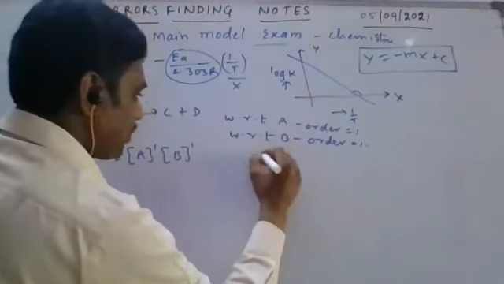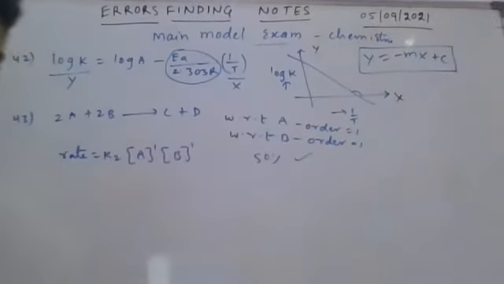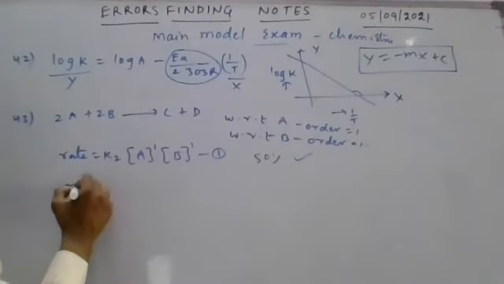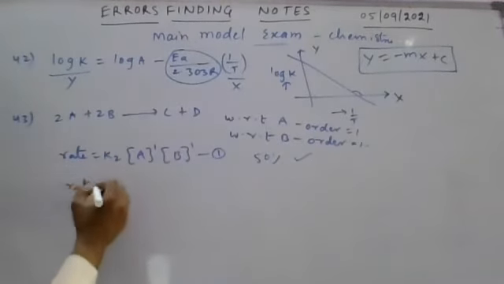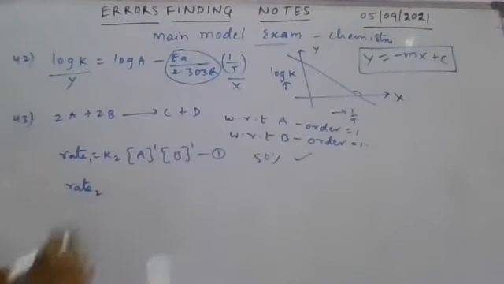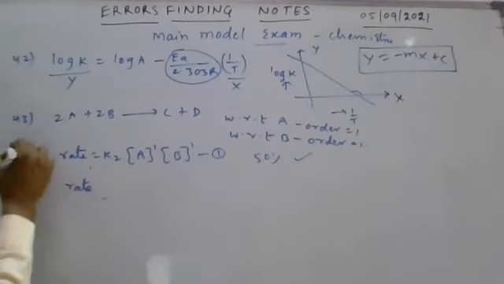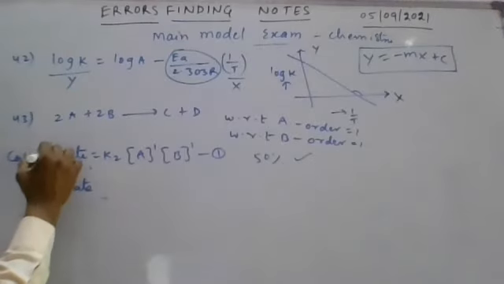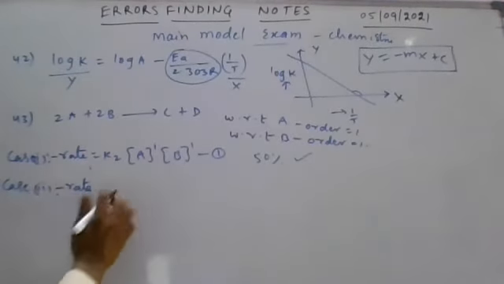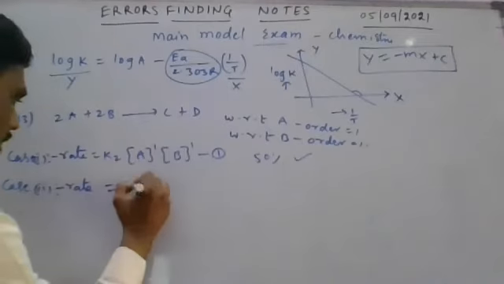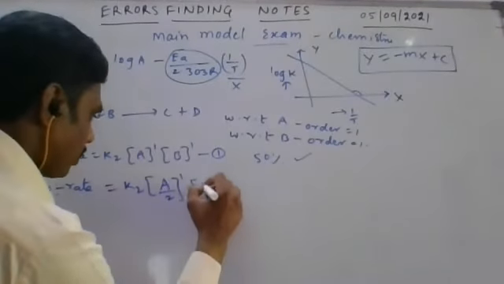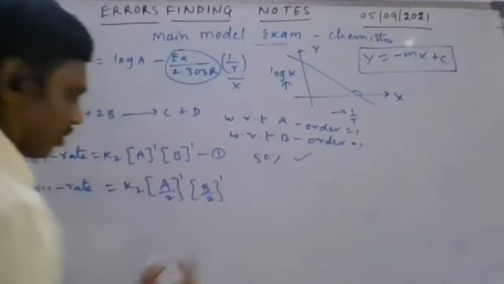And here 50% of the reaction is completed, meaning the concentration changes. This is equation 1, this is case 1, and this is case 2. Rate is equal to K2 into concentration of A by 2 to the power 1, concentration of B by 2 to the power 1.